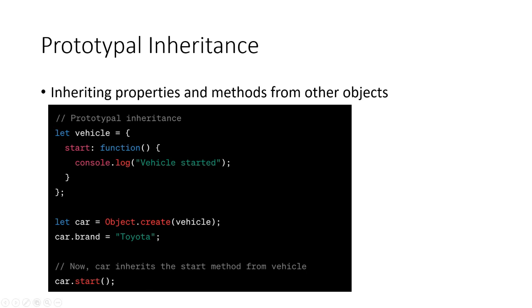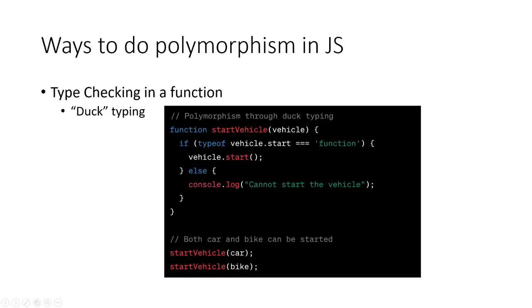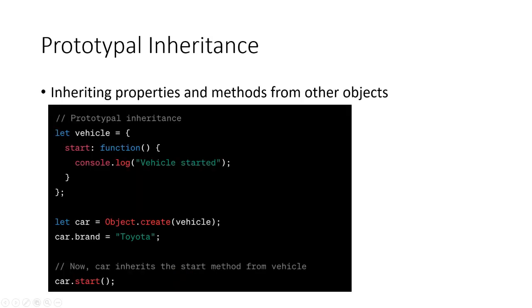So now when you call car.start, car inherits the start method from vehicle. So this is entirely valid. It's going to say "vehicle started." Or you can say start vehicle and pass in that car object that you just created. And this is going to check if it's of a type of vehicle, and if the start method is a function, and it's going to call it here. So two different ways to achieve polymorphism in JS using those two methods there.